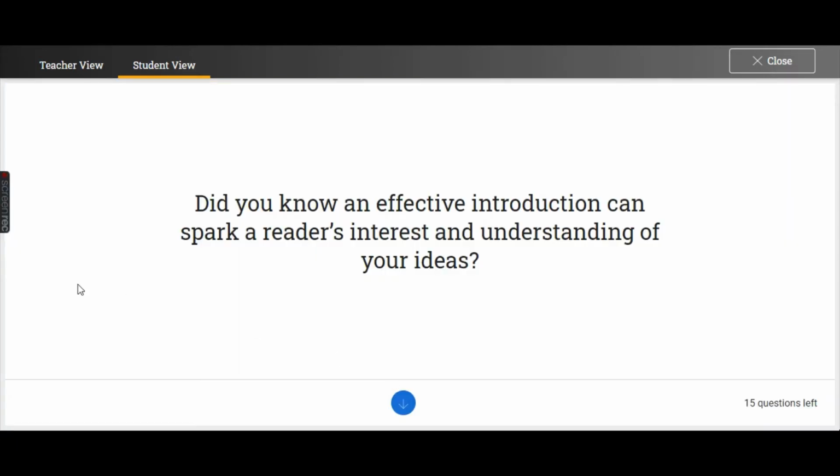First, do you know that an effective introduction can spark a reader's interest and understanding of your ideas? Again, the introduction serves as your hook for why people should listen to you. It isn't just important in English and humanities that you learn how to do this, but for anything that you use in the future that requires you to argue or persuade someone.